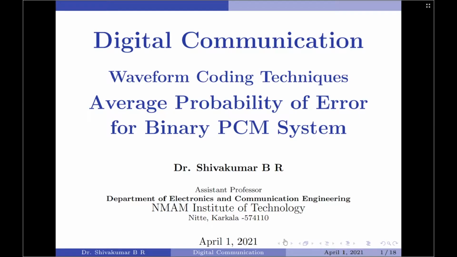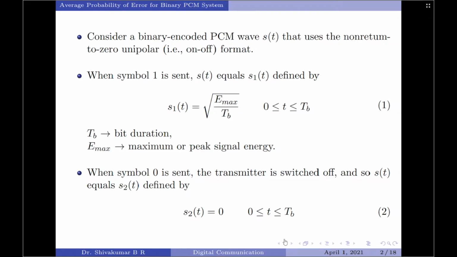In this video, I'm going to show you how to find an expression for the average probability of error for a binary PCM system. Let us start by considering a binary encoded PCM wave represented by S of t that uses the non-return to zero unipolar or on-off format. The moment I say binary encoded PCM wave, you should understand the PCM code words are only represented in terms of two symbols which are 0 and 1.